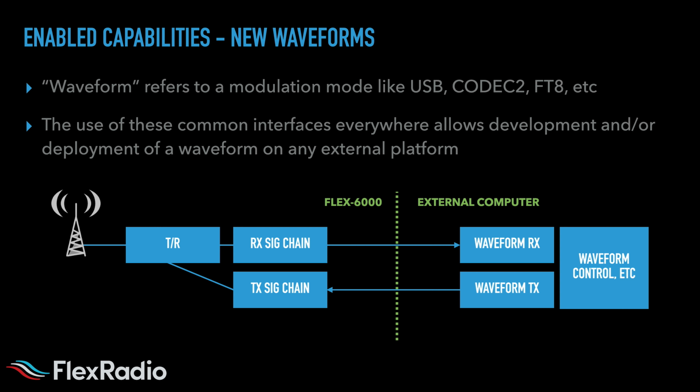So you can see in the picture here, we show there's a receive and transmit signal chain. These are essentially the things that take, on the receive side, the raw samples from the receiver and then format those, pass them on to the waveform receiver that does its demodulation. And then on the transmit side, it can do modulation of the waveform, pass it to the transmit signal chain, which can put it on the air.